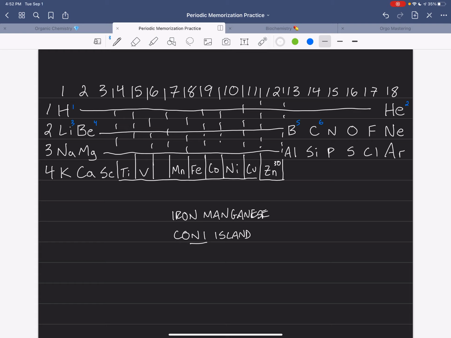The last thing is, I don't know if you've ever heard of Cro-Magnon man, which is like a caveman, but that's chromium. Cro-Magnon man came before Iron Man. Okay, that is the first 30 elements in the periodic table, okay? And just stupid ways that I memorized today.